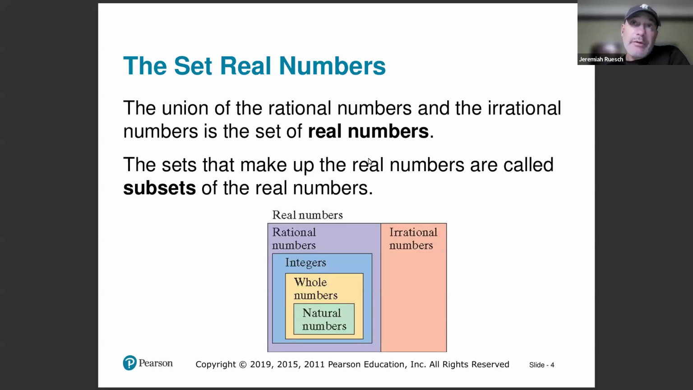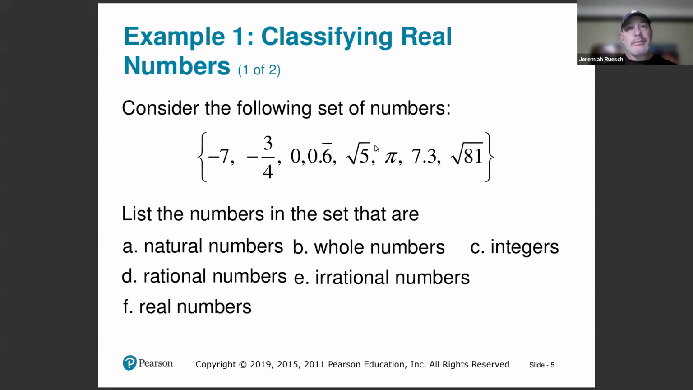All right. The union of the rational numbers with the irrational numbers is the real numbers. That combination, or union of sets, is what makes up the real numbers. The real numbers have subsets, which we call the rational numbers, and then we have integers, whole numbers, and natural numbers as part of that lower cycle of sets of real numbers. All right, let's look at an example and try to make some sense of this.